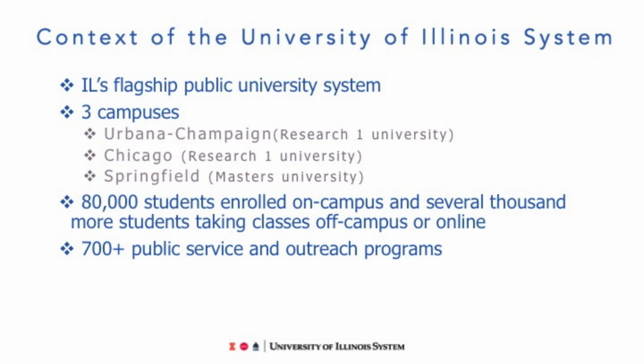So without further ado, I'd like to begin by talking about the context of the University of Illinois system. University of Illinois serves as the state's flagship public university system. It has 3 campuses: the Urbana-Champaign campus, the Chicago campus, as well as the Springfield campus. These campuses provide education to over 80,000 students and offer over 1,000 opportunities for students to seek their education in an off-campus or online setting. The university is also known for its 700 public service and outreach programs, which speaks towards the service component of the entire system.